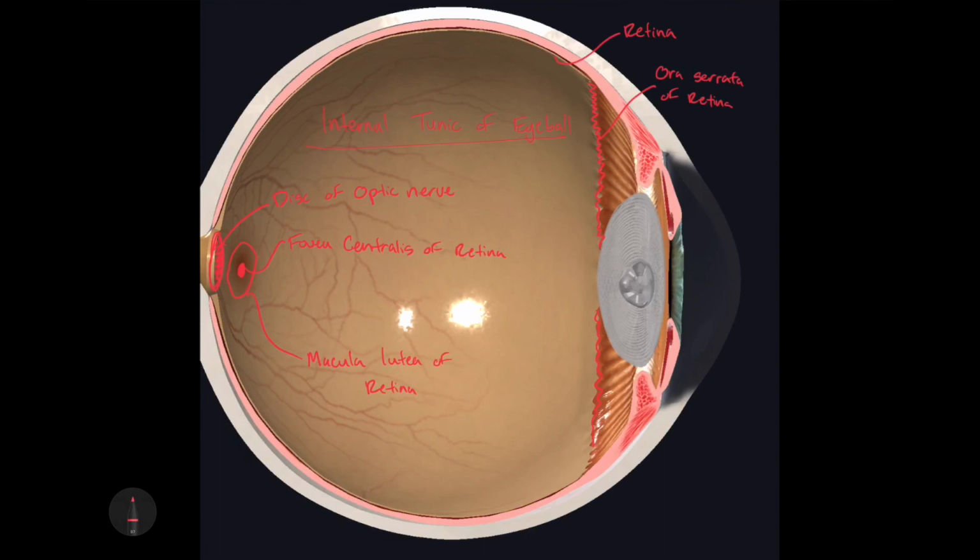Now here's what they sometimes call the blind spot, because there are no rods or cone cells that allow individuals to see. So this is sometimes called the blind spot.